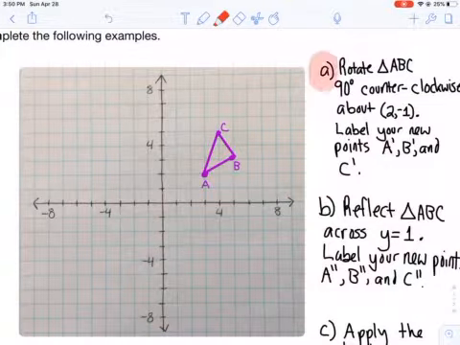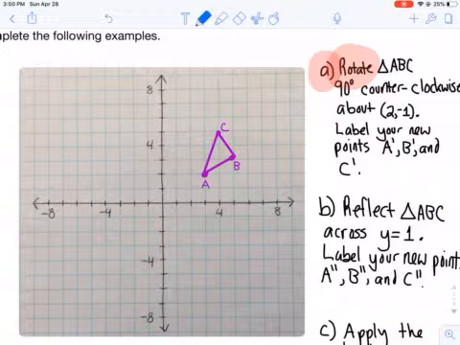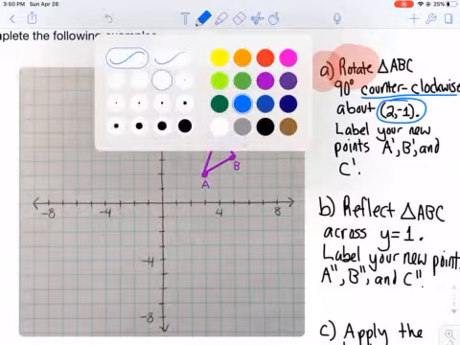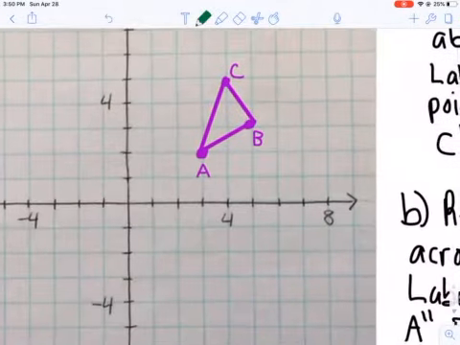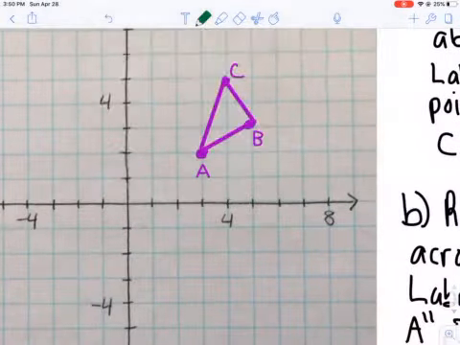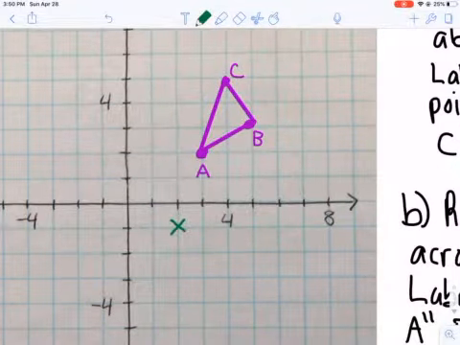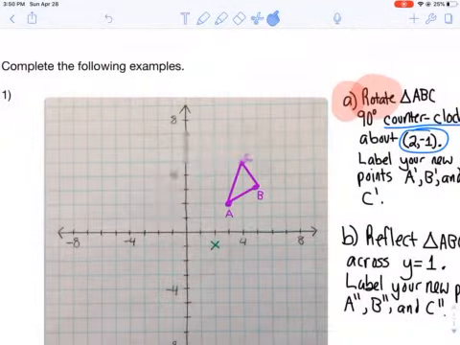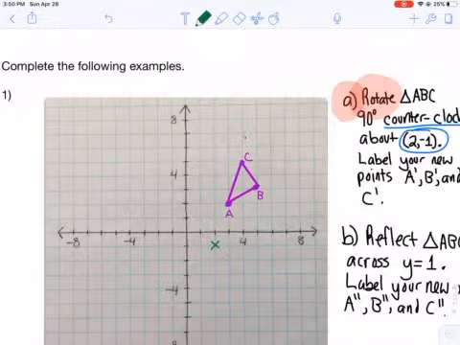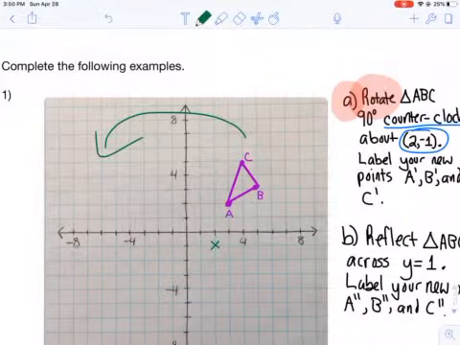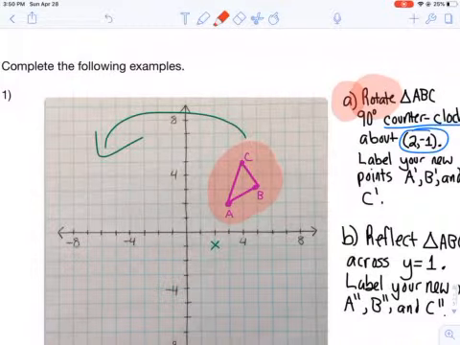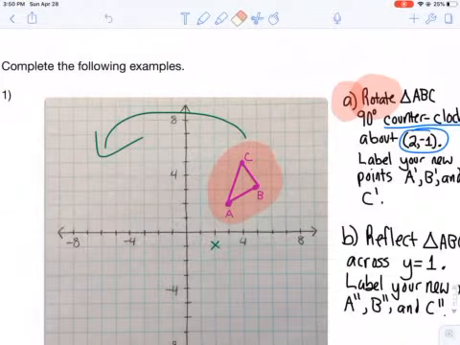Now, the first part here is we are rotating a triangle. We're doing it counterclockwise about this specific point. So what I'm going to do first is put an X where that point is. This is what I'm going to rotate everything around. It's also going counterclockwise, so I'm going to draw an arrow just like this. What that indicates is that when I'm done, this triangle here should be somewhere in this space here. If not, I've done something wrong.